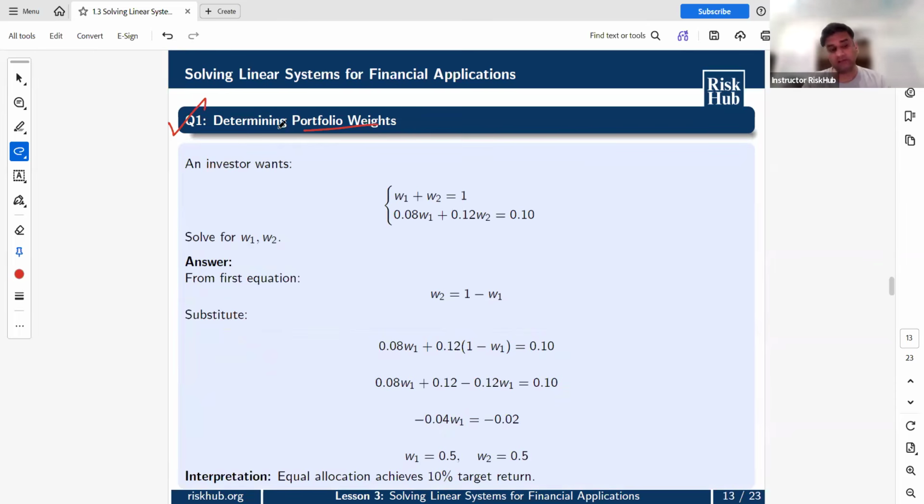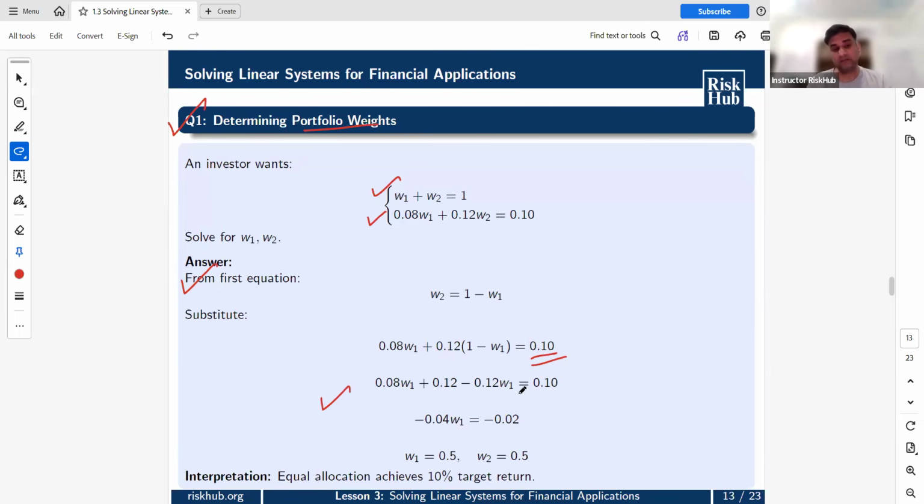So when you look at it, the investor wants W1 plus W2 equal to 1, and you have 0.08 W1 plus 0.12 W2 equal to 0.10. The interpretation here is that this is a two asset portfolio, right? Asset one return is equal to 8%, asset two return is equal to 12%. Total target portfolio return is 10%, right? And how much would go into each asset is what we solve like this.